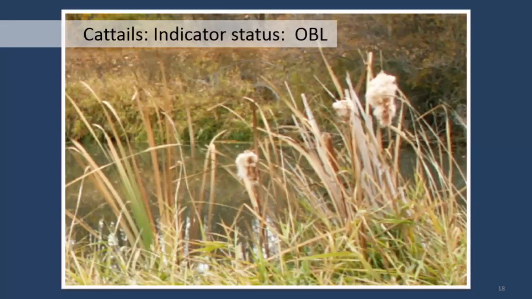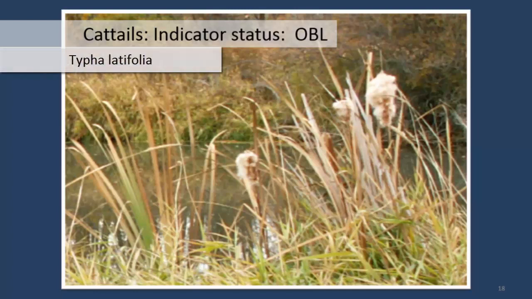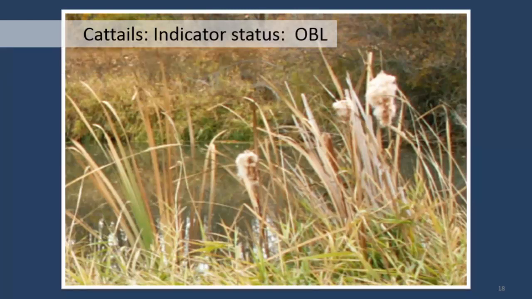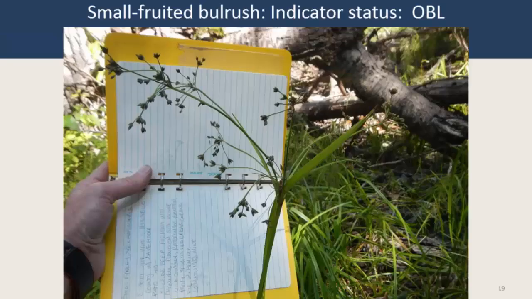Cattails are the one plant that most people recognize. Plus, they are usually found in places that are very wet. The fluffy seed pods are poised to be blown away by the wind in this photo. This is a very common obligate status wetland plant that you will find in very wet sites.